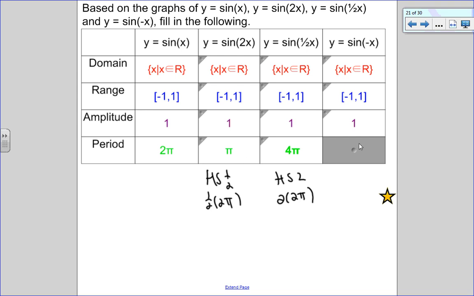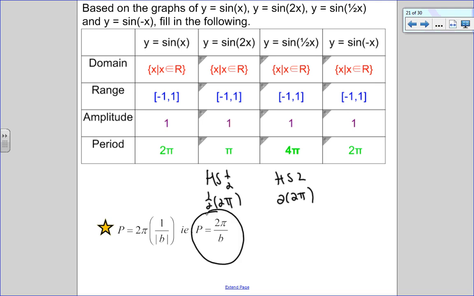And then the period is the same. I've just been reflecting it, so it should have the same. So it looks like this is working. So period is going to be 2 pi times 1 over the absolute value of b. I put the absolute value there so that you remember that the only time we use the negative for a b value is when I have a reflection. So really, period is 2 pi divided by my b value.